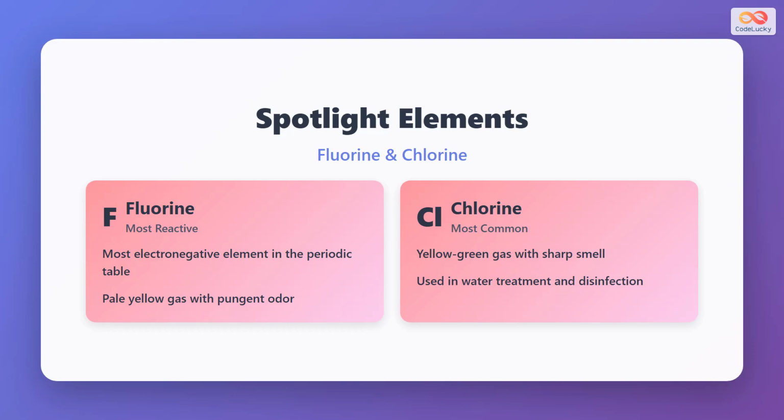Let's focus on 2 particularly important halogens. Fluorine is the most reactive element in the entire periodic table and has the highest electronegativity of any element. It appears as a pale yellow gas with a pungent odor and reacts violently with almost everything it contacts. Chlorine is the most commonly encountered halogen in everyday life. It's a yellow-green gas with a sharp, distinctive smell. Chlorine is widely used in water treatment and disinfection, making it essential for public health. Both elements are extremely dangerous in their pure forms and must be handled with great care.